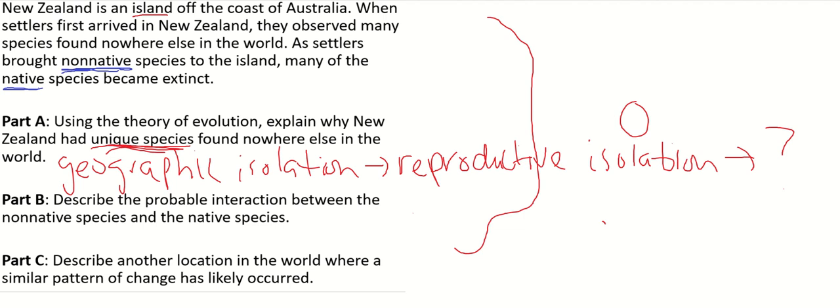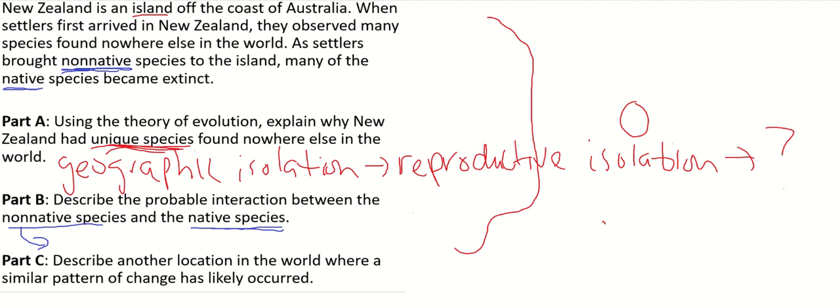All right, part B. Describe the probable interaction between non-native species and native species. Well, non-native species are not nice to native species, right? They have no natural predators. They compete over the same resources as native species, so native species often suffer, possibly go extinct. I'll type this up for you because I don't have a lot of space on the screen.